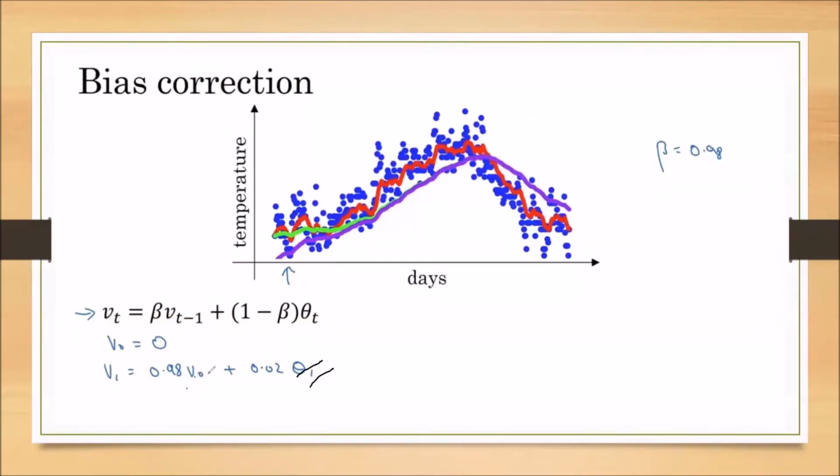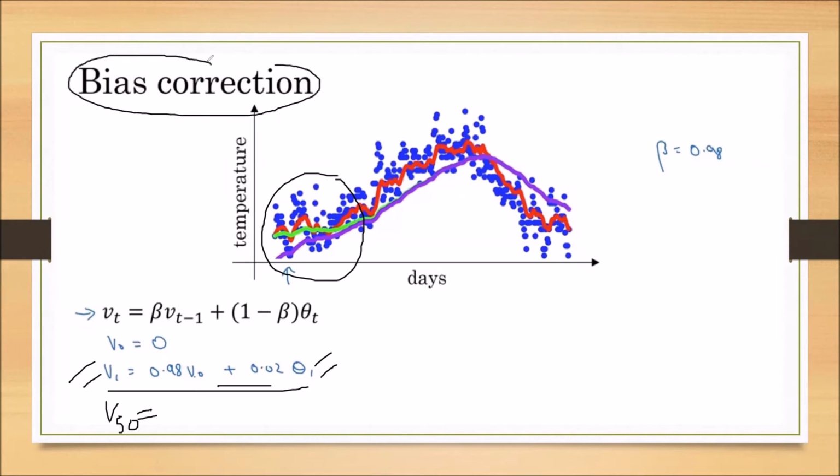By taking this, when we progress up to V50, definitely it gives the right value. But now my question is, is there any method or approach which can correct me even when I am finding the first day moving average? There is no doubt that when we progress up to V50 it may give the correct value. But I want a proper, correct value even in these initial stages. Then we have to do a correction, which we call bias correction.